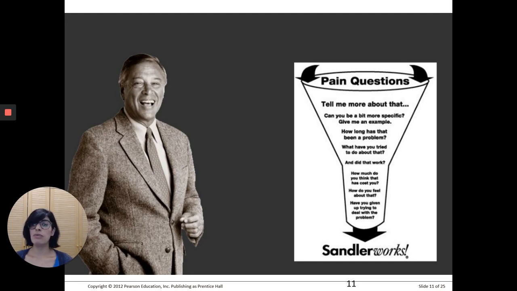And then, have you given up trying to deal with the problem? This tells you whether the pain is real, because if the pain is very real, the customer will continue trying to fix the problem. And then you know that you have a solution on your hands that somebody will pay for. So that is David Sandler's pain funnel.